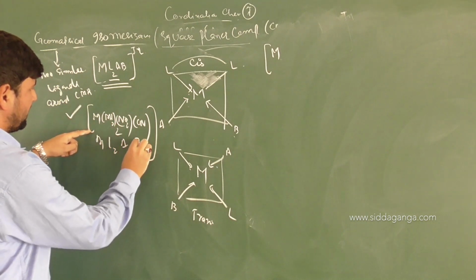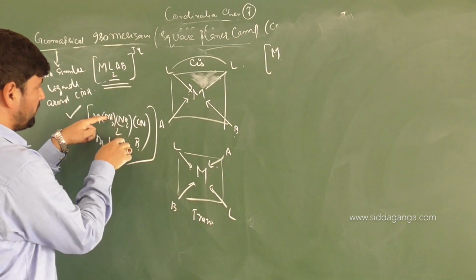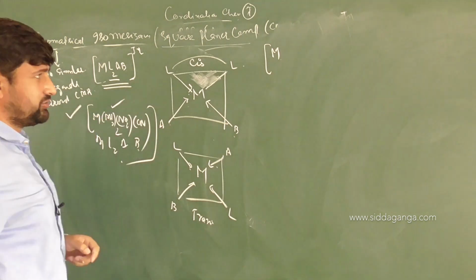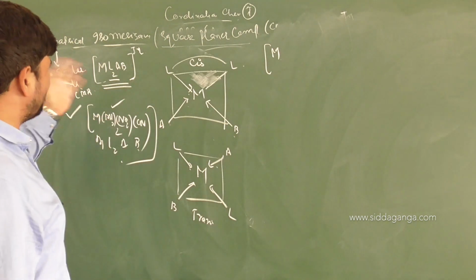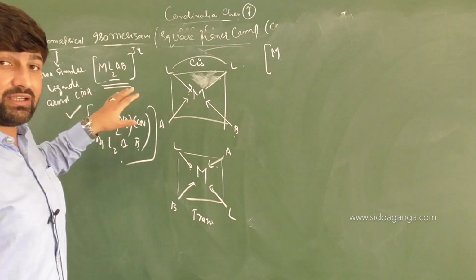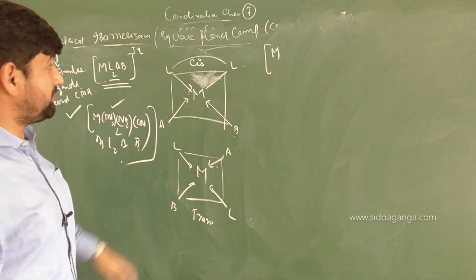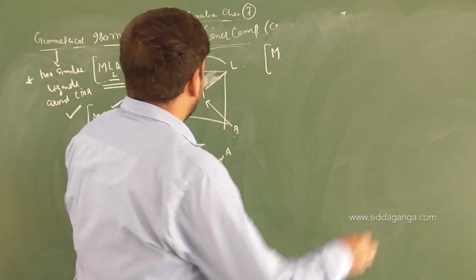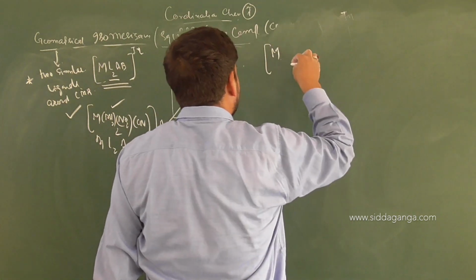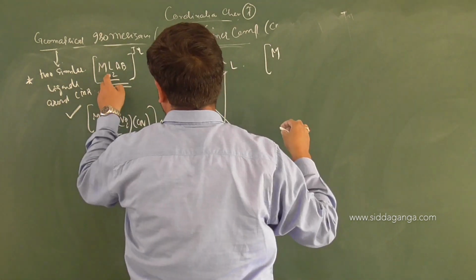So it is an ML2AB type of system. Here, with the ammonia on the same side or the opposite side, geometrical isomerism is definitely possible. You can take examples directly, but that's why I am taking more general cases for explanation purposes. Here we have a metal atom, and then I get a complex of the form L2AB.